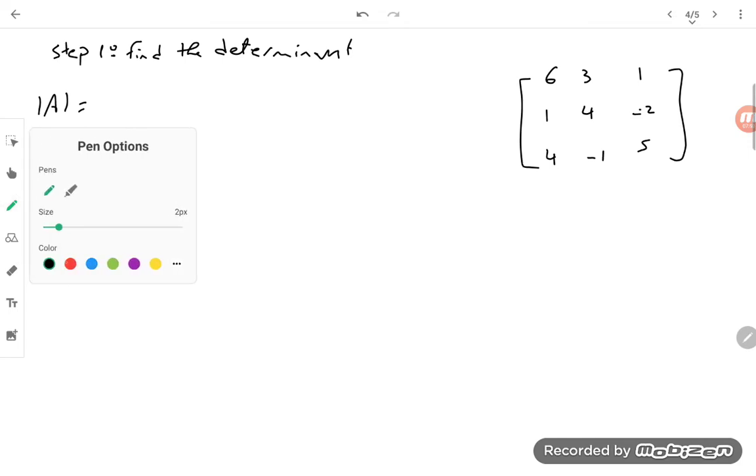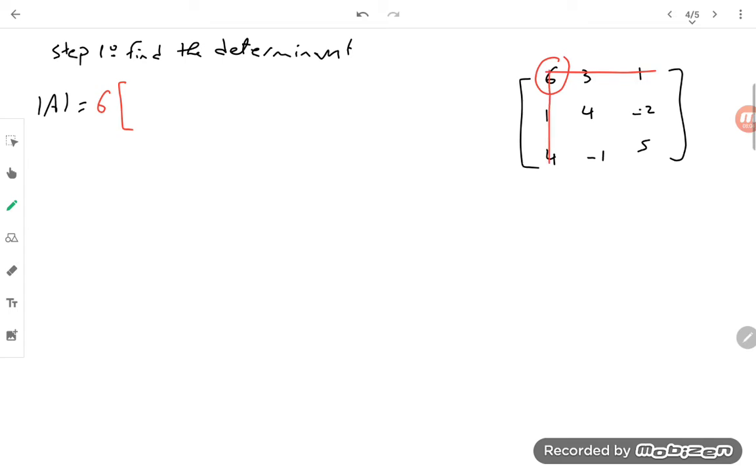In case of a 3 by 3 matrix, the determinant can be determined as follows. This is the matrix, by the way. We would like to find the determinant. Determinant will be written as 6 multiplied by, and then we are going to neglect this row and this column. So it will be calculated as 4 multiplied by 5 minus negative 2 multiplied by negative 1.